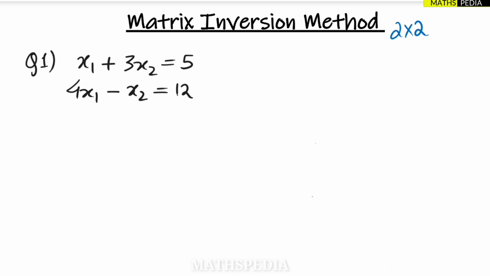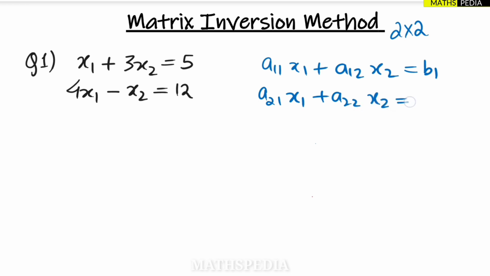Always compare with the standard form, which is nothing but a11x1 plus a12x2 equal to b1 and a21x1 plus a22x2 equal to b2. Always remember that on the right hand side of the equal to sign, the constant term should be there. The first variable should be x1, the second variable should be x2. If it is satisfied, then proceed with the next step. If it is not satisfied, just bring it into the standard form which is written over here.